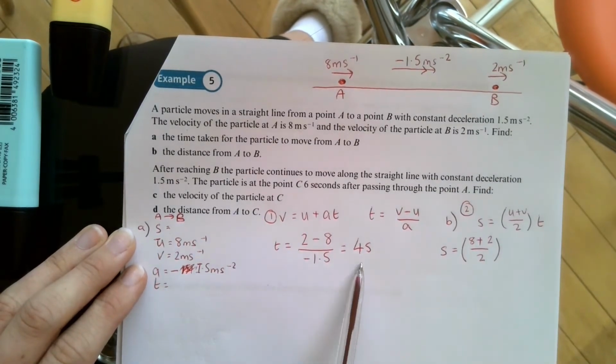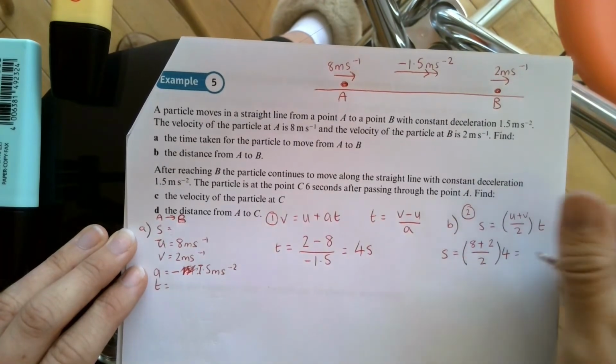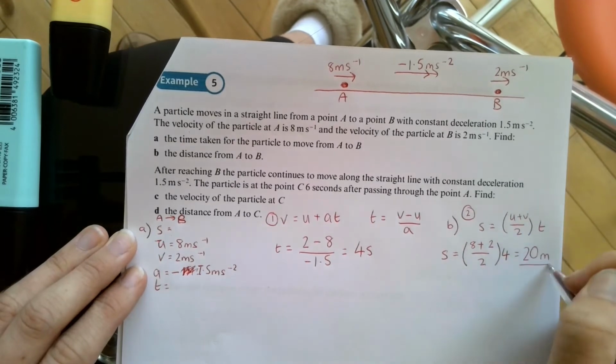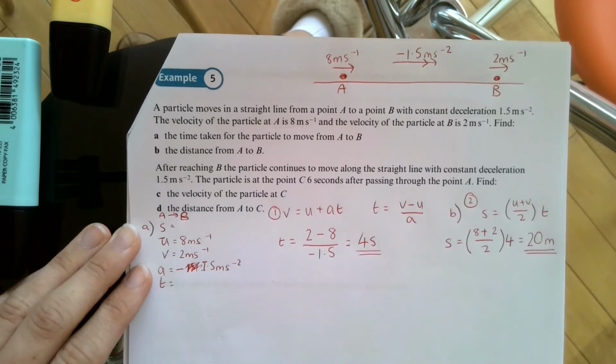Now I've got the time because we've just worked it out, so the time is equal to 4 seconds. And if you type that all in, you should get it's 20 meters. That is your displacement from A to B. So we got 20 meters as my answer there. So we got 4 seconds for the answer to part A.